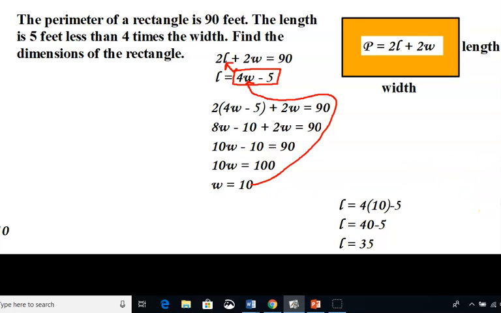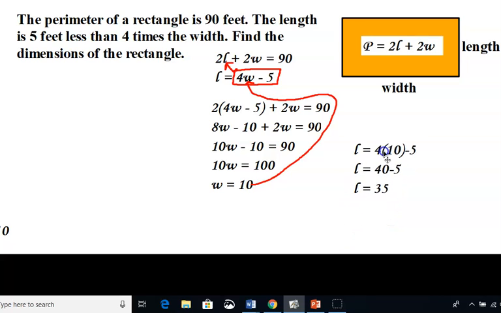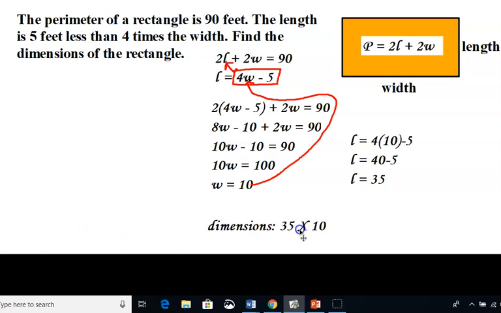So here's what I got. When I went and plugged in the 10 for the W, I got 4 times 10 is 40. 40 minus 5 is 35. So your final answer would be the dimensions are 35 by 10. Or you can flip it around and say 10 by 35.